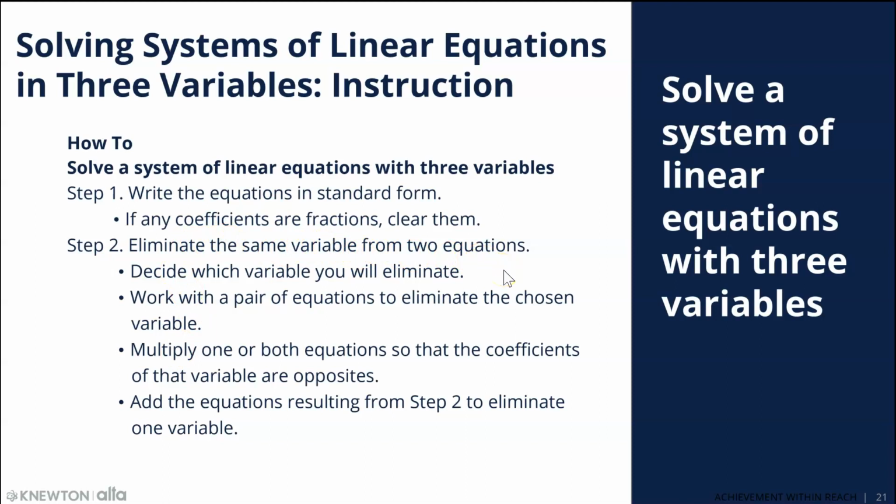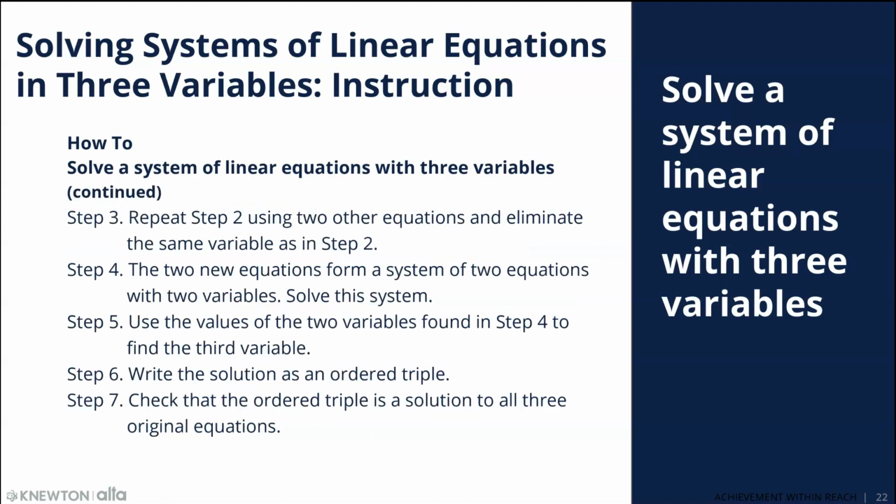So to do that, you decide first which variable you will eliminate. Then work with a pair of equations to eliminate the chosen variable. You could either multiply one or both equations so that the coefficients of that variable are opposites. And then you add the equations resulting from step 2 to eliminate one variable.